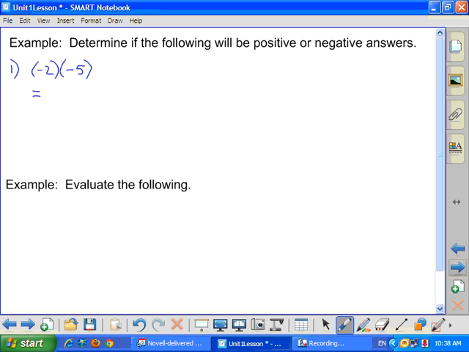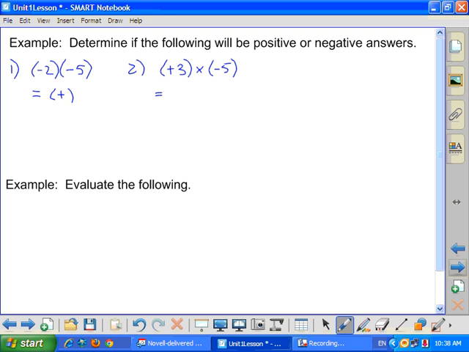What's it going to be? Is it going to be a positive answer or a negative answer? That's all I care about. You have a negative number multiplying a negative number. My answer is going to be positive. All right. If I had positive 3 multiplied by, oh, I was going to show you different formats. You can actually use the multiplying sign. -5.